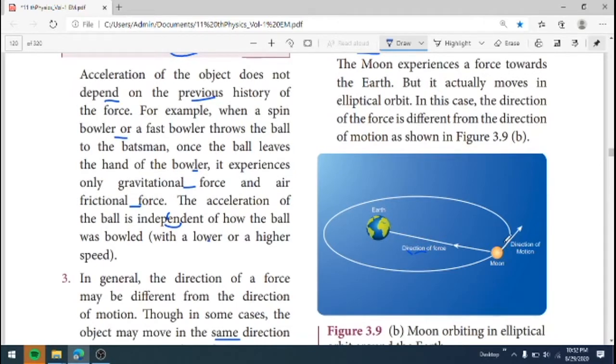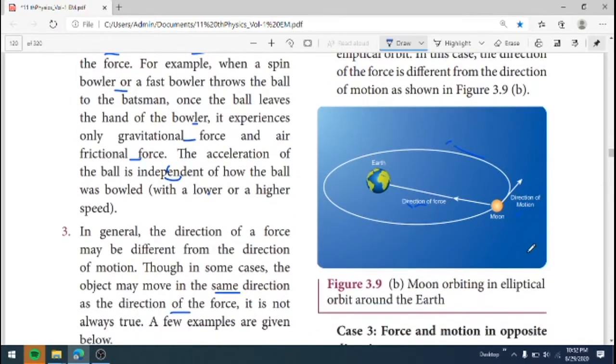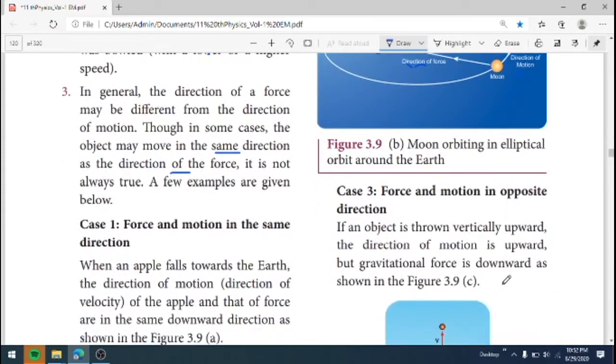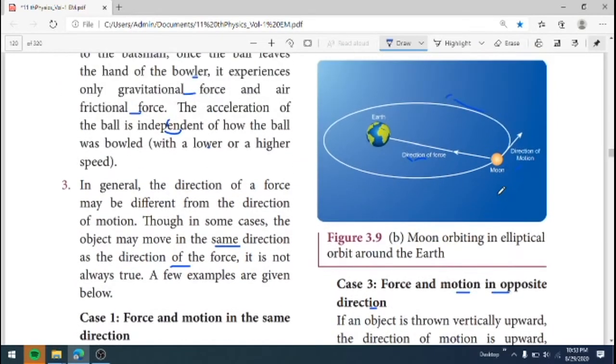But the direction of motion of the moon is along the tangential direction. At every position it shows the tangential direction, isn't it? See here, the direction of force is different from the direction of motion at any instant. And this moon is orbiting in an elliptical path around the earth. But the direction of force and direction of motion may act in opposite directions also.